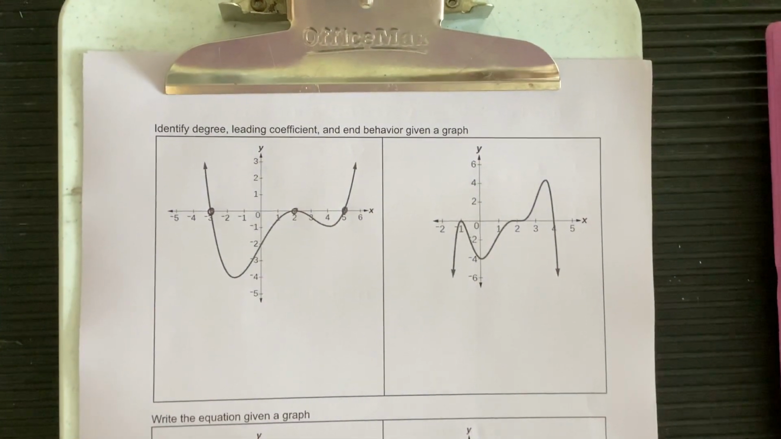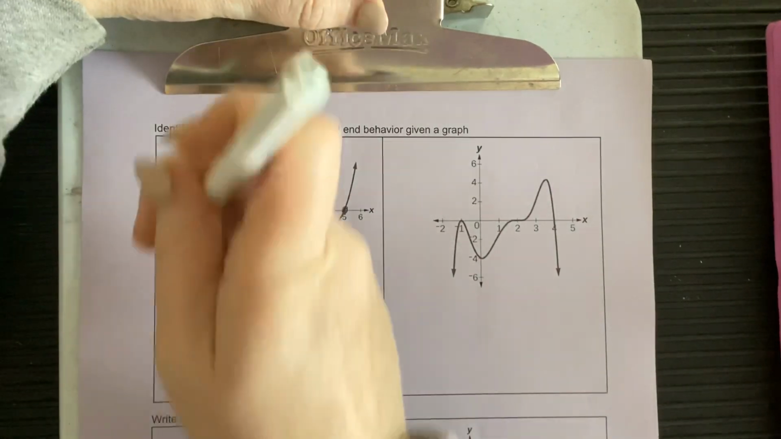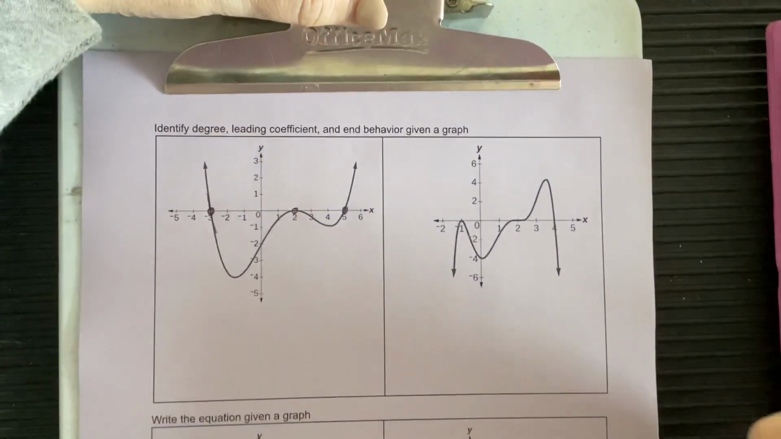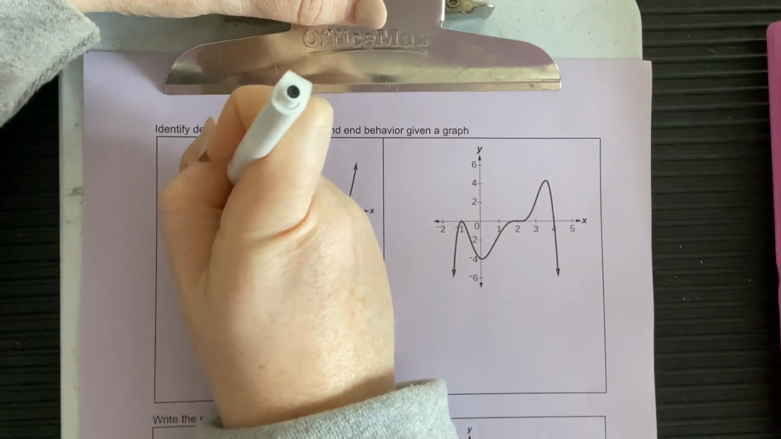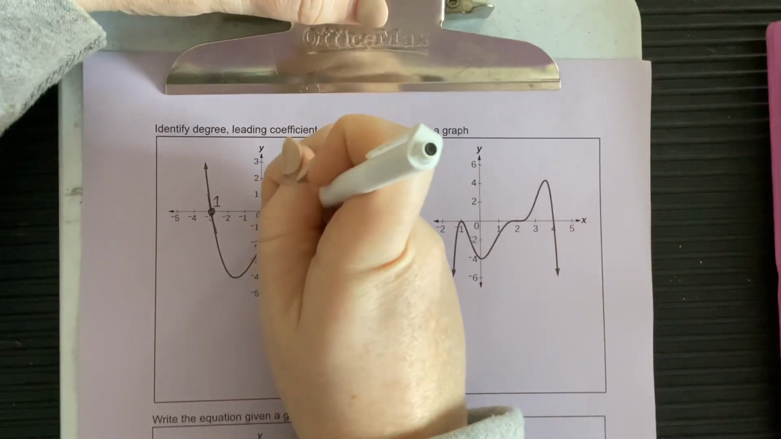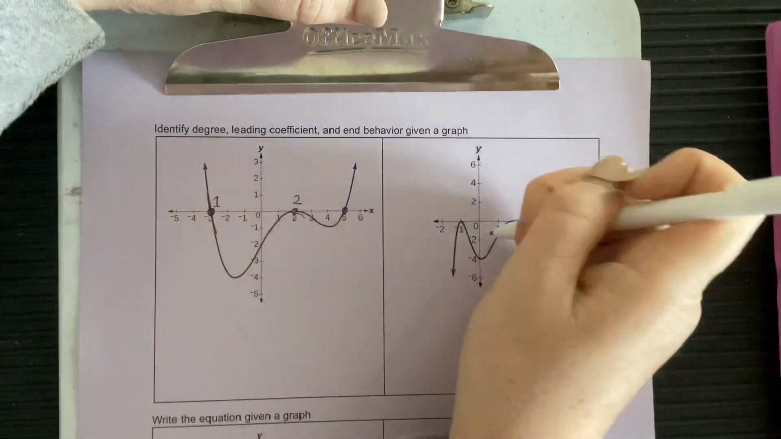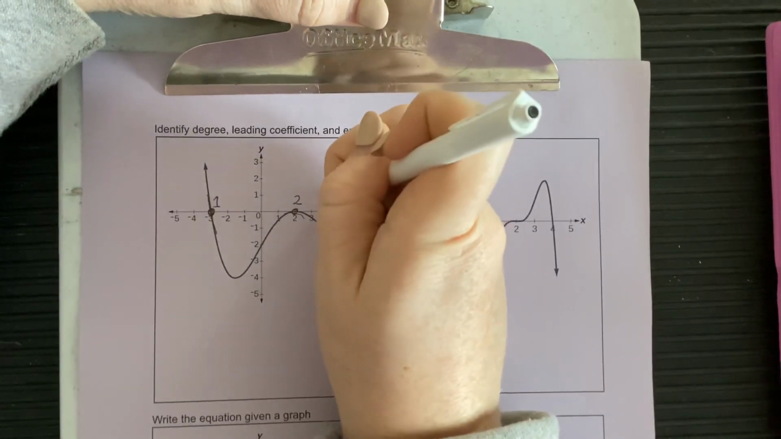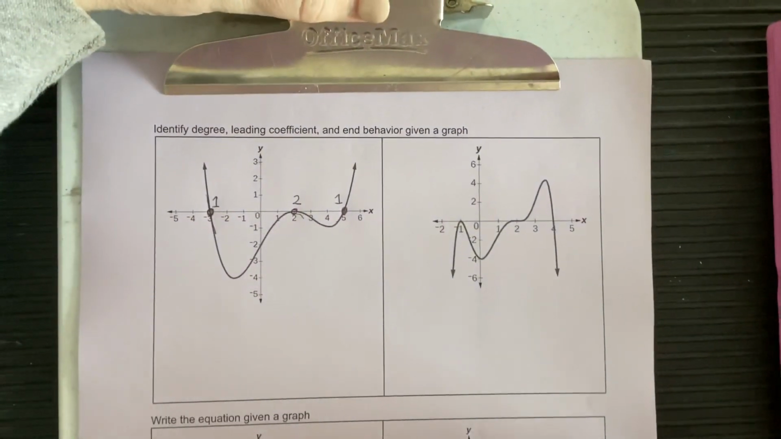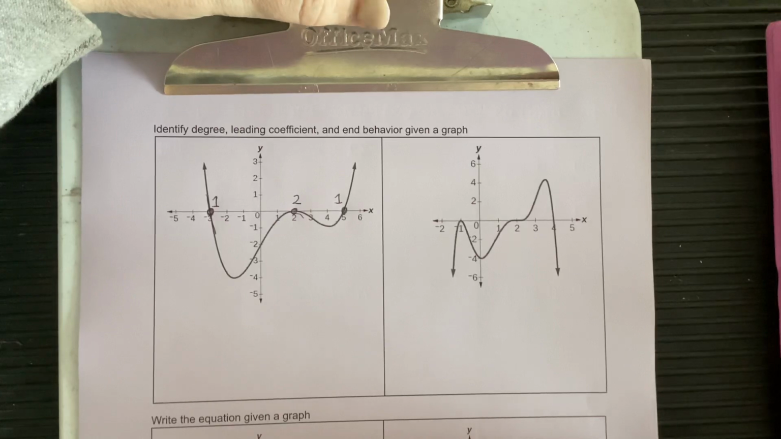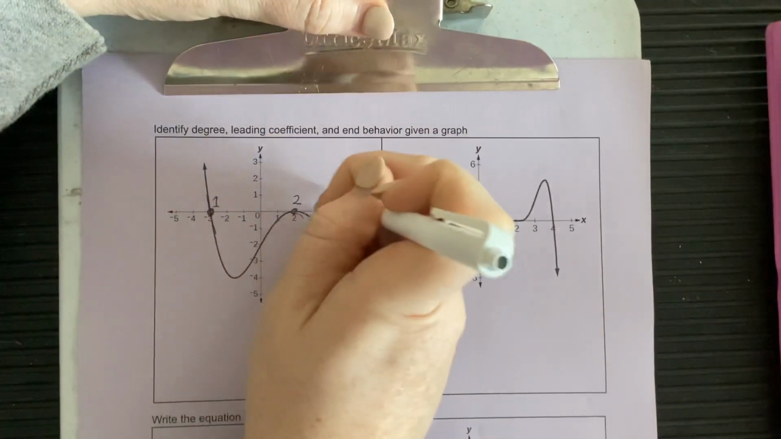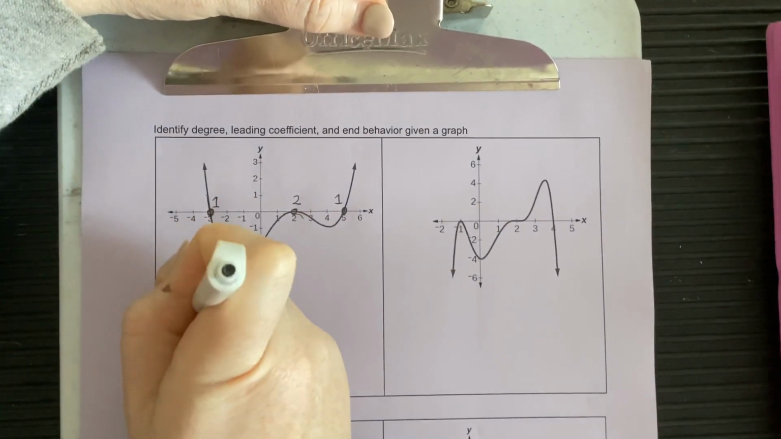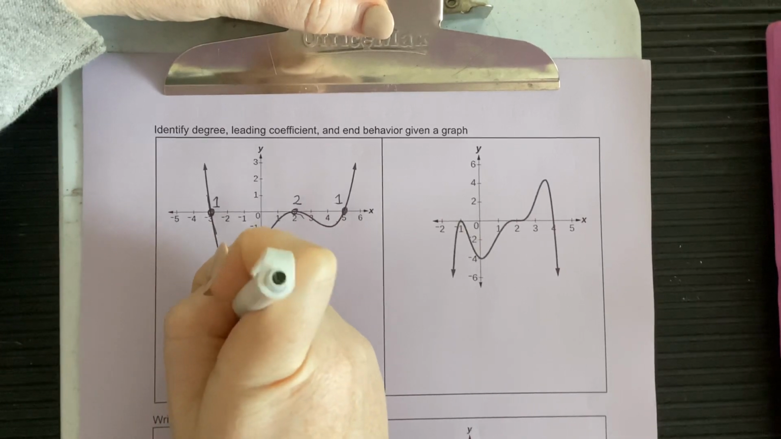Now remember your multiplicities, there's 3 different types you can have. If it goes straight through like this, that has a multiplicity of 1. If it bounces, that has a multiplicity of 2. And then this one goes straight through again, multiplicity of 1. If you add up all your multiplicities, that tells you degree. 1 plus 2 plus 1, this is a degree 4 function.